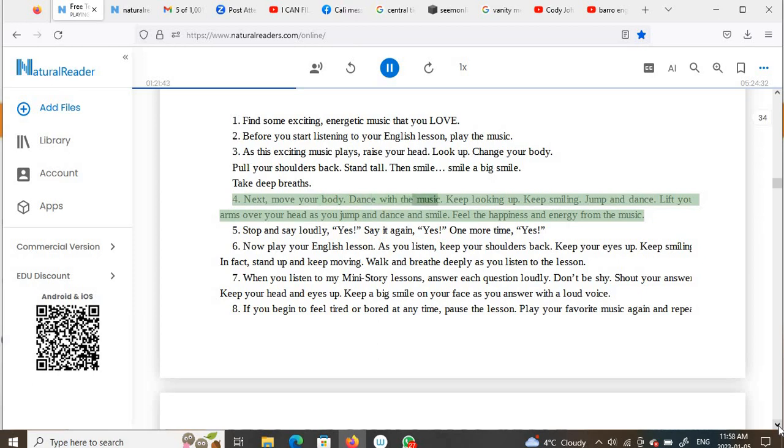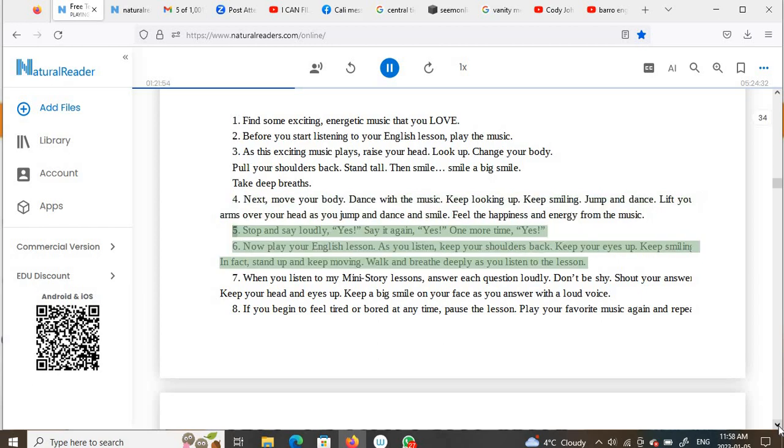4. Next, move your body. Dance with the music. Keep looking up. Keep smiling. Jump and dance. Lift your arms over your head as you jump and dance and smile. Feel the happiness and energy from the music. 5. Stop and say loudly, "Yes." Say it again. "Yes." One more time. "Yes."